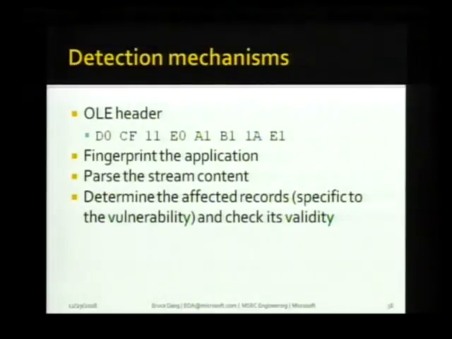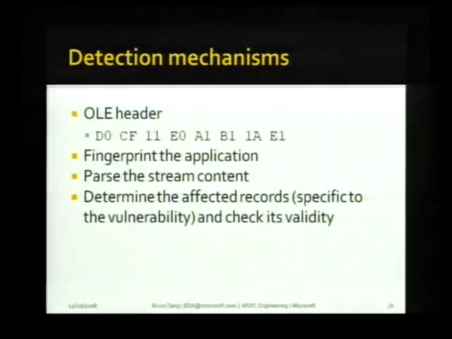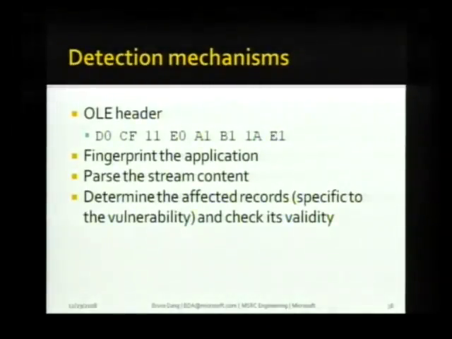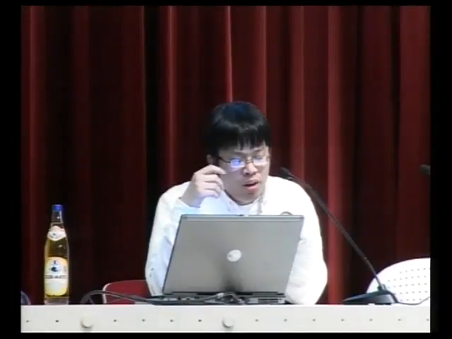And the way you do this is you read the stream name. For example, if you see an OLE file with the stream name PowerPoint Document stream, then that's most likely PowerPoint. If it's Excel, they'll have workbook streams. If it's a Word document, you see a WordDocument stream. So based on that, you can determine whether the application is Word or whatever. And then you parse the stream content like I showed you earlier, and then you determine the affected records. Most of these bugs are actually in the parsing of the records. So if you know what records are affected, you can write a signature to detect this exact vulnerability, and so the FP rate will be much lower.